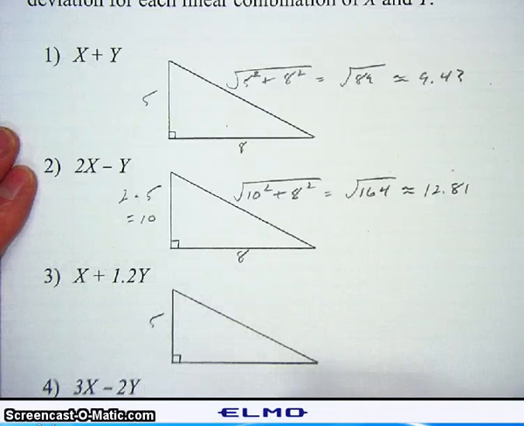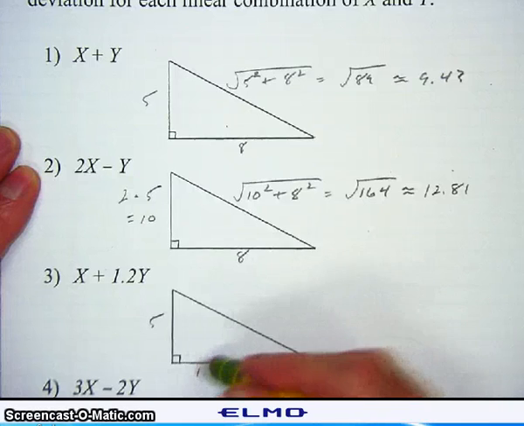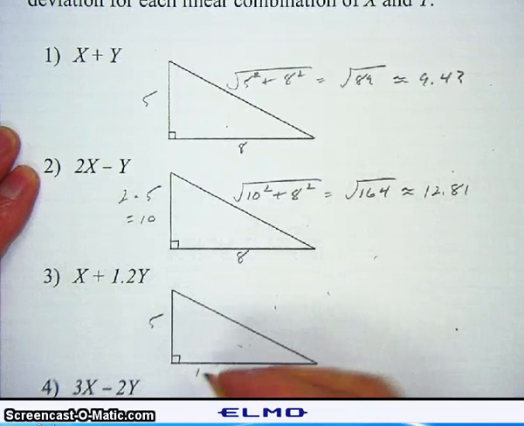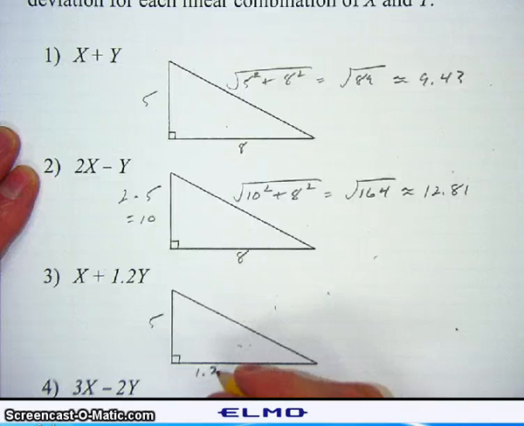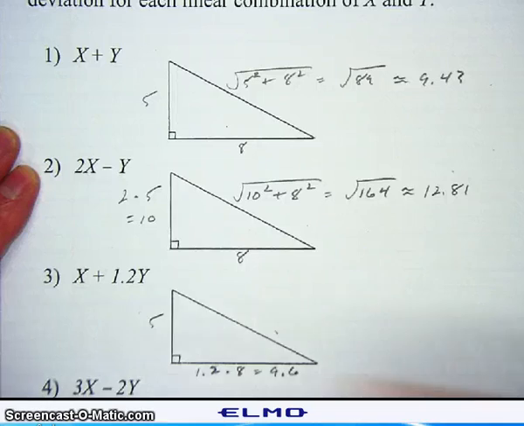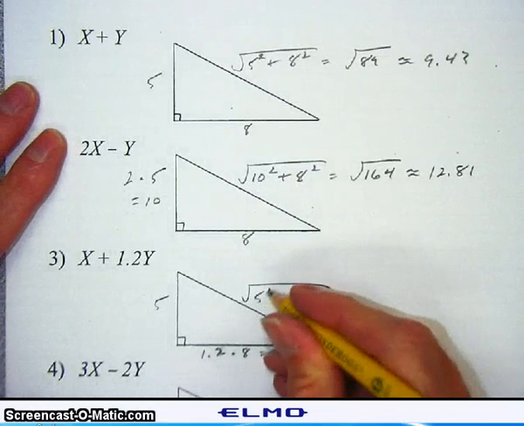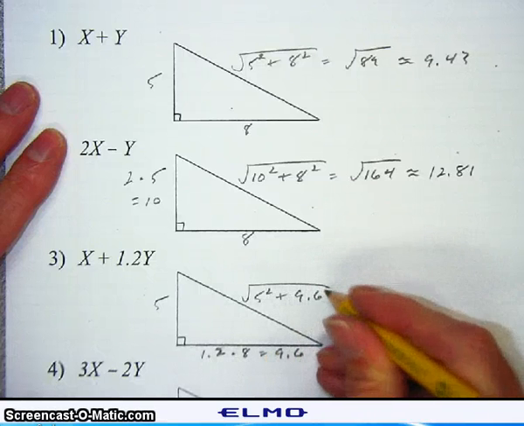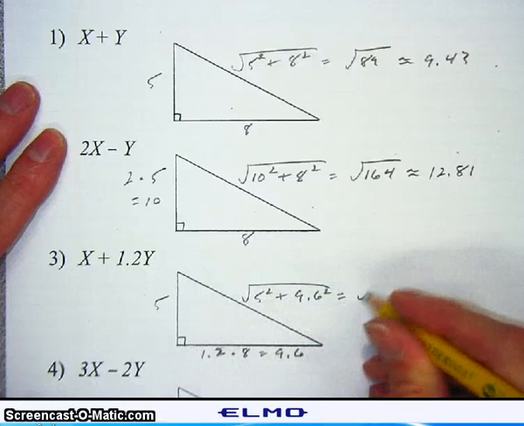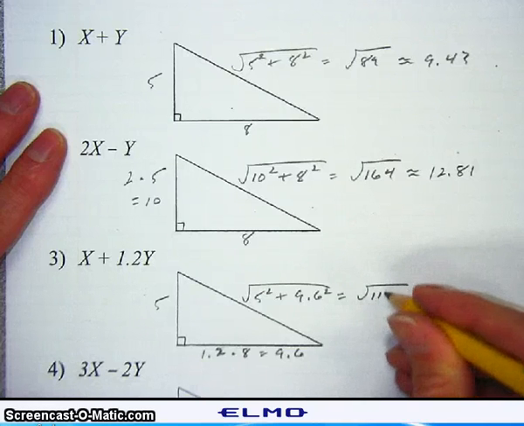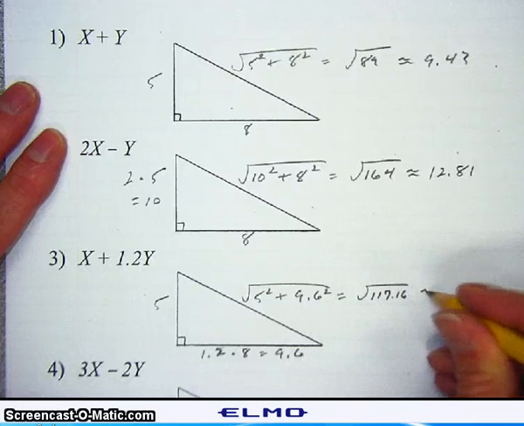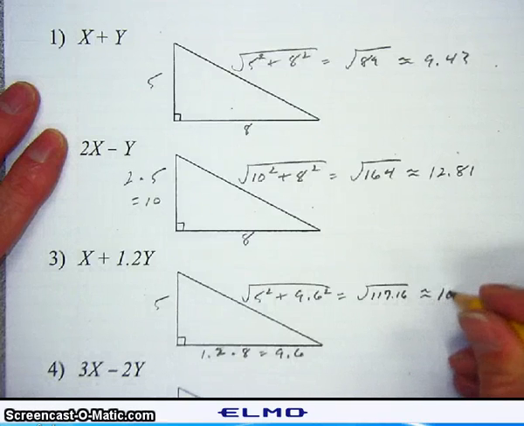If you want to find the standard deviation of this linear combination, x plus 1.2y, well, we can keep the standard deviation of x the way it is. We'll multiply the standard deviation of y by 1.2. That'll give us 9.6. And then we'll take the square root of 5 squared plus 9.6 squared, and that is going to be equal to the square root of 117.16, which is approximately 10.82.